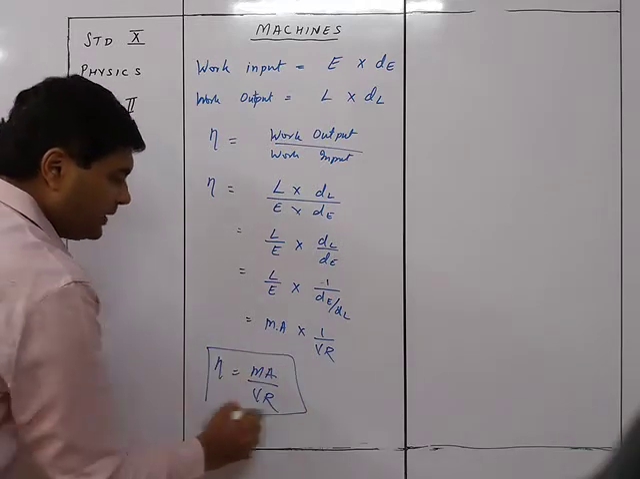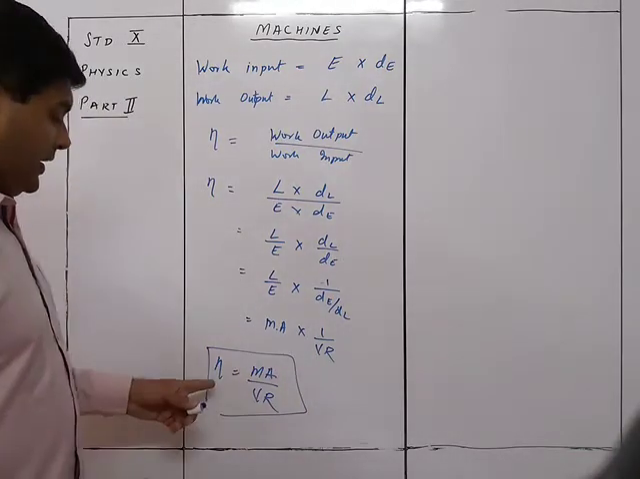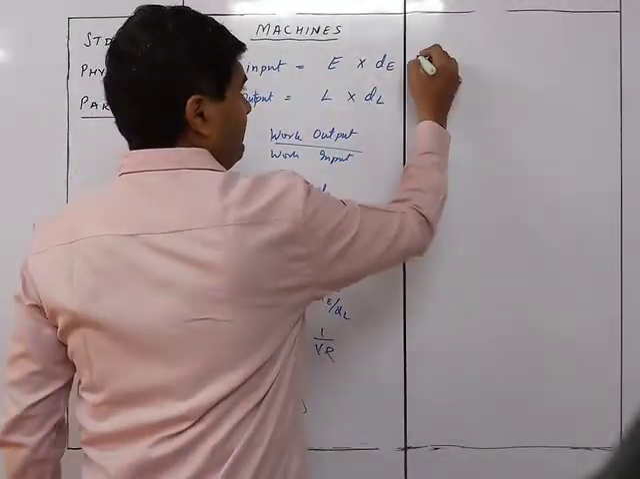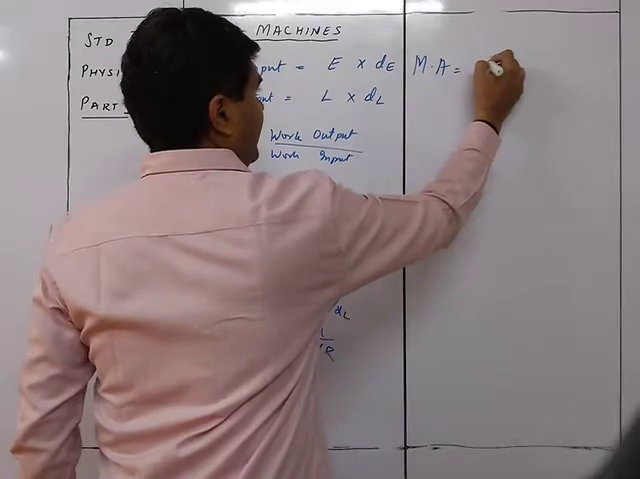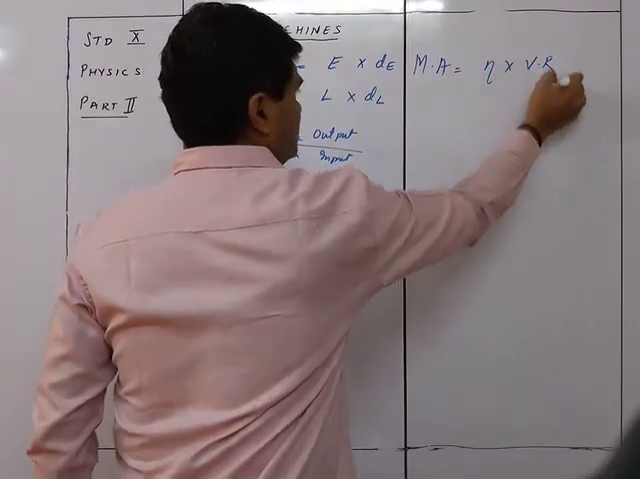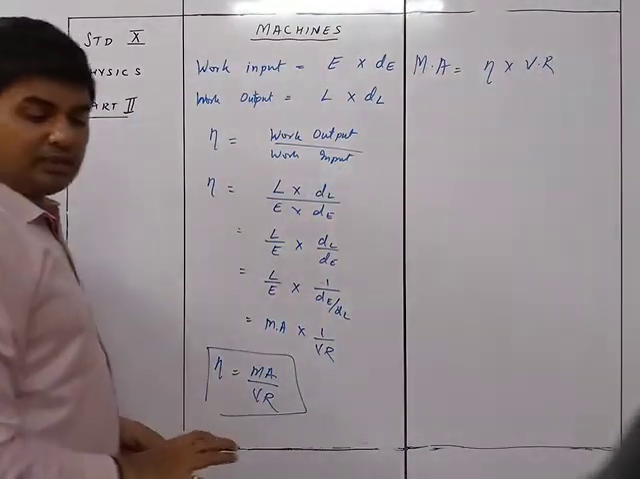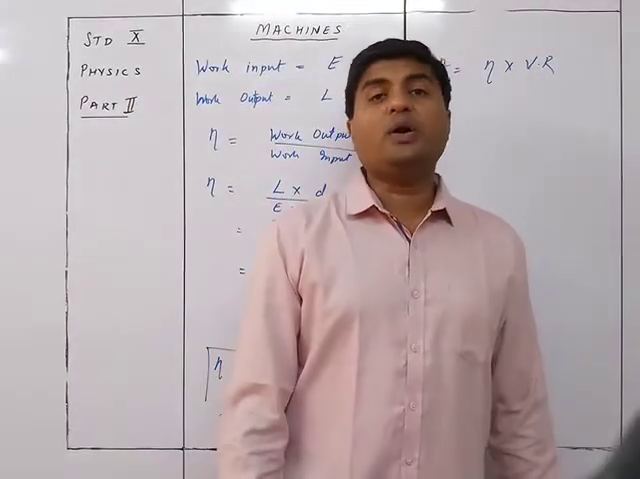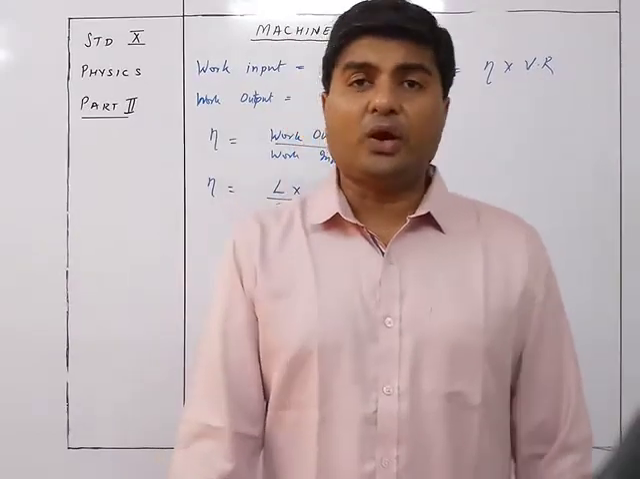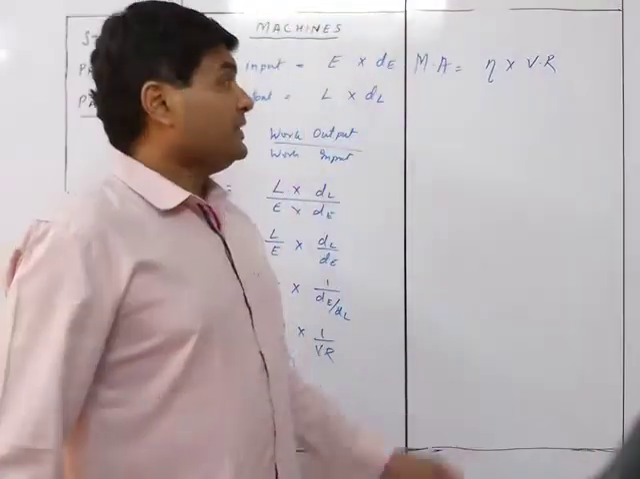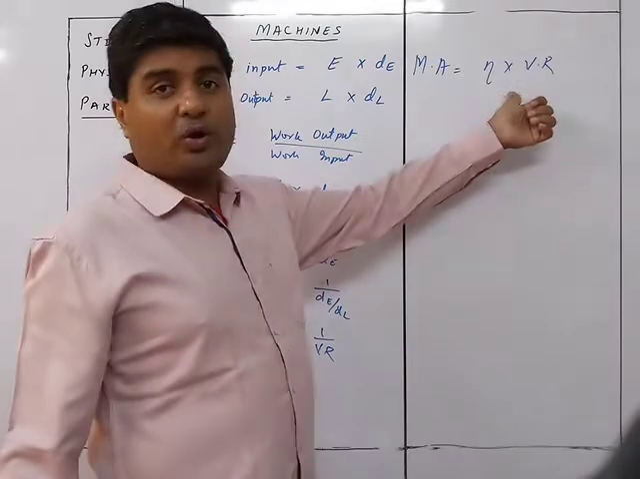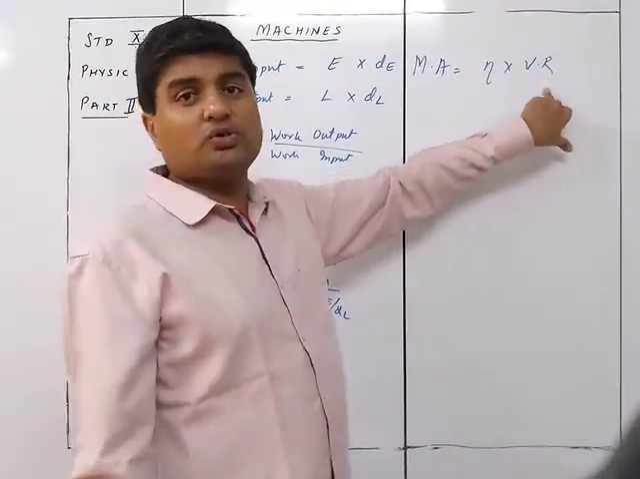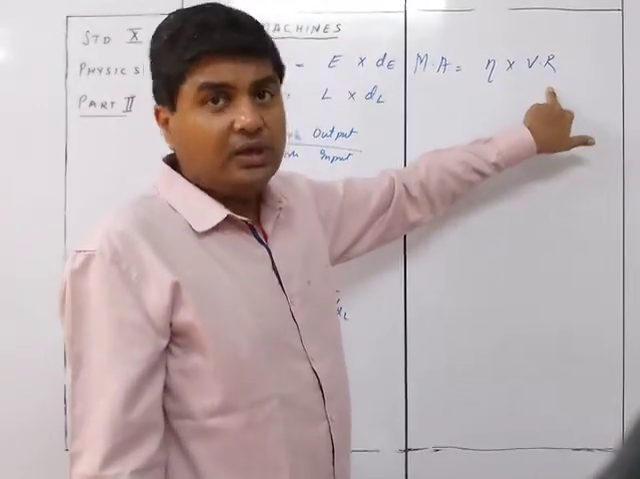This is the relationship of efficiency, MA and VR, or we can also write it as MA is equals to efficiency into VR. So this could be the relationship, that MA, the mechanical advantage of the machine, is equal to the product of the efficiency into velocity ratio. Now that is also one of the reasons we write it this way, because velocity ratio is always constant. I told you velocity ratio of any machine is always constant.